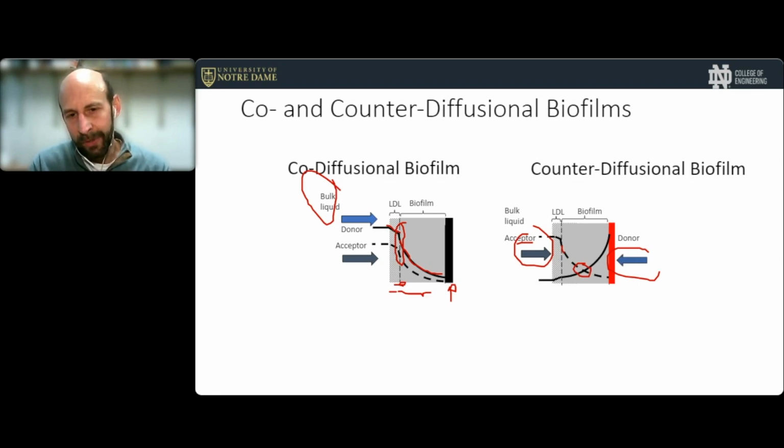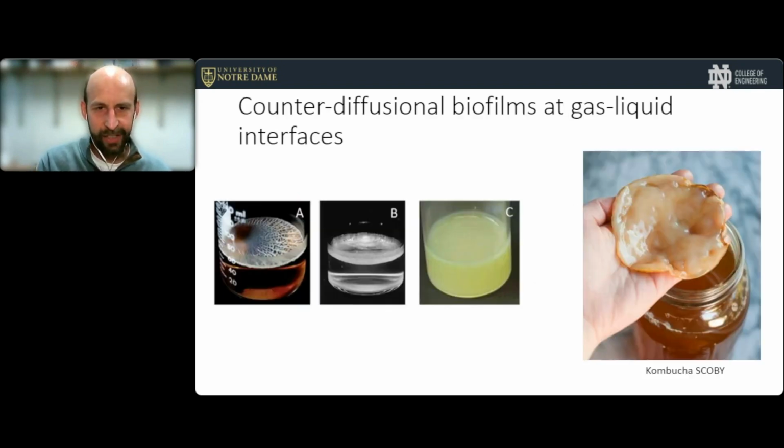But in this case, it happens near the middle, and it's actually quite low. Because both donor and acceptor have to travel through the biofilm to reach this point where they're both present, the concentrations have become lower, whereas here, the concentrations are always highest at the outside. Okay, I'll touch on that back in a second.